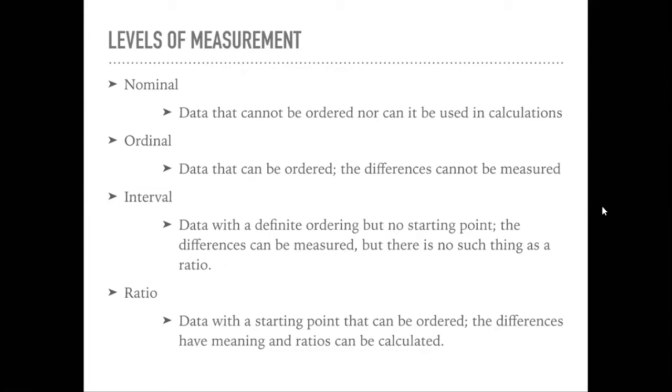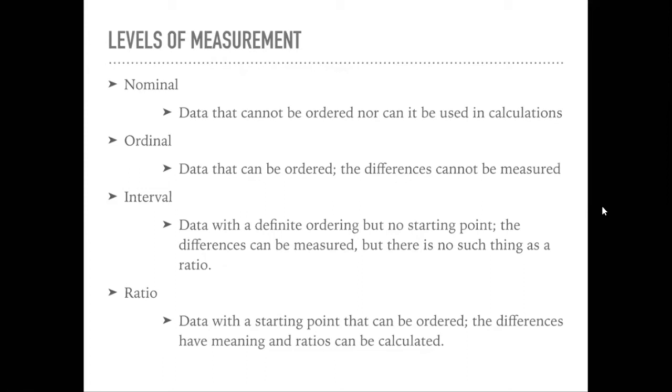So like the amount of money somebody makes in a year, the amount of miles that they walk, the number of text messages they send, the amount of time they spend on the phone, how many textbooks they have in their backpack. If there's 0 textbooks in there, that means there's no textbooks, right? So ratio is where 0 means nothing. There was nothing.